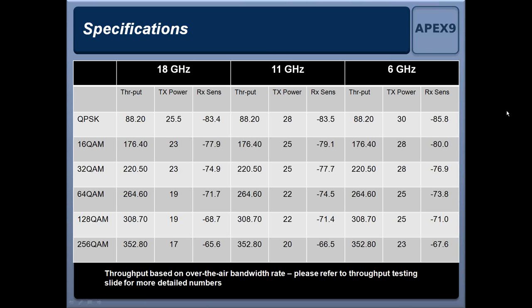So here are the specifications, getting on the technical side of the Apex 9 product, just for some of the more popular bands. Now you see, given how the channels have widened in all the bands, the specifications across the board are pretty nice. So essentially, if you're running 256 QAM, depending on the frequency, be it 18 or 11 or 6 gigahertz, you're able to get about 350 meg or so through the radio platform.